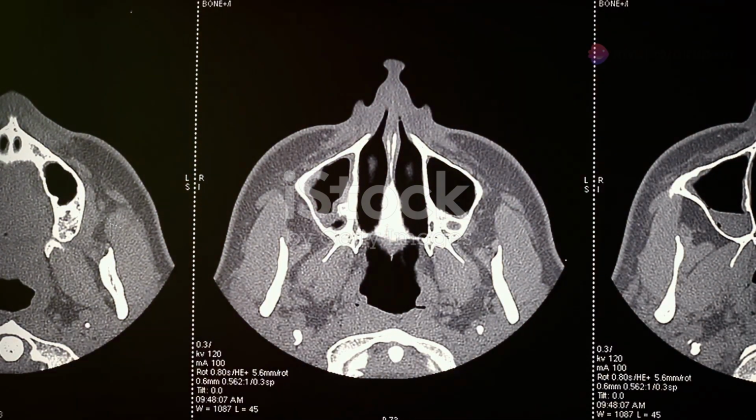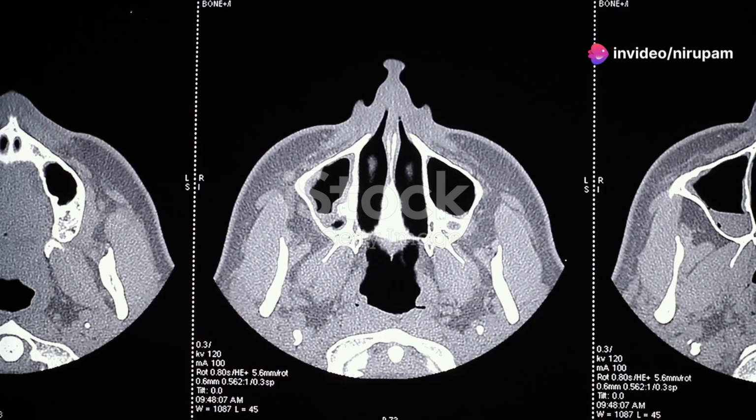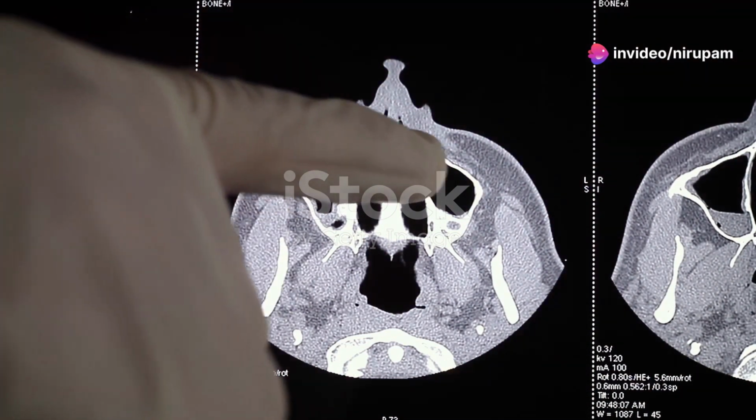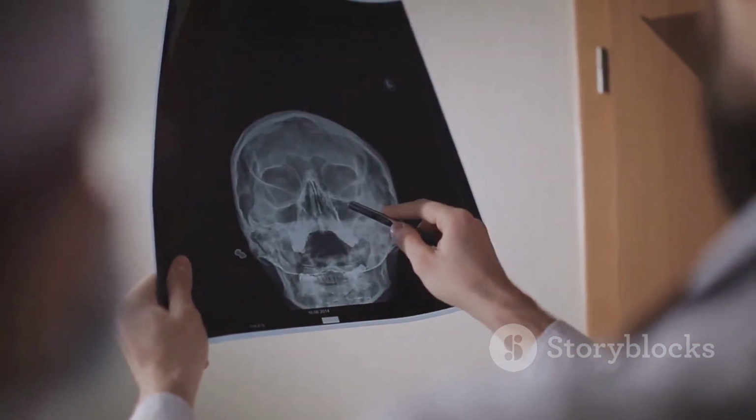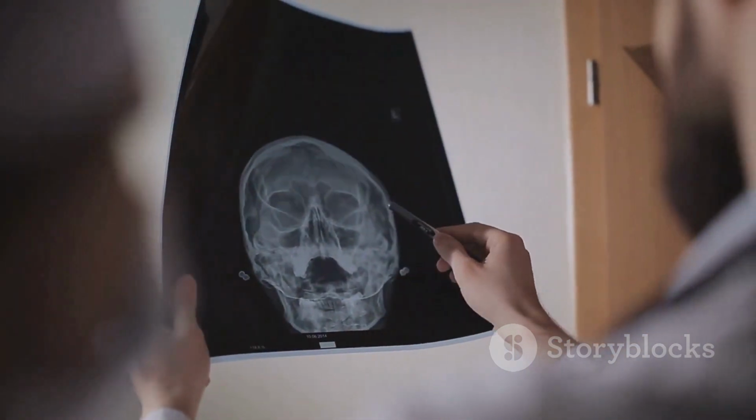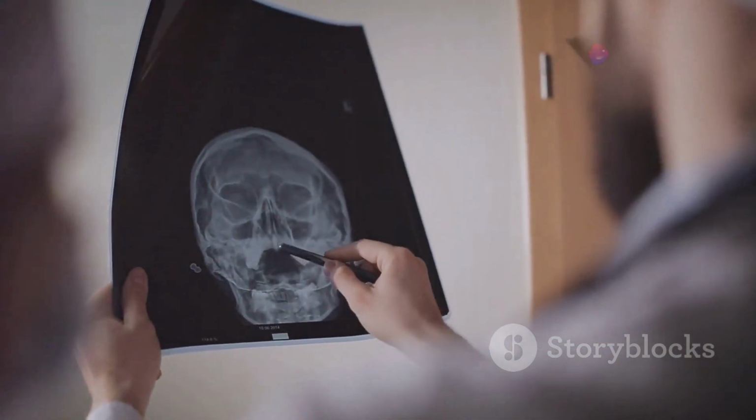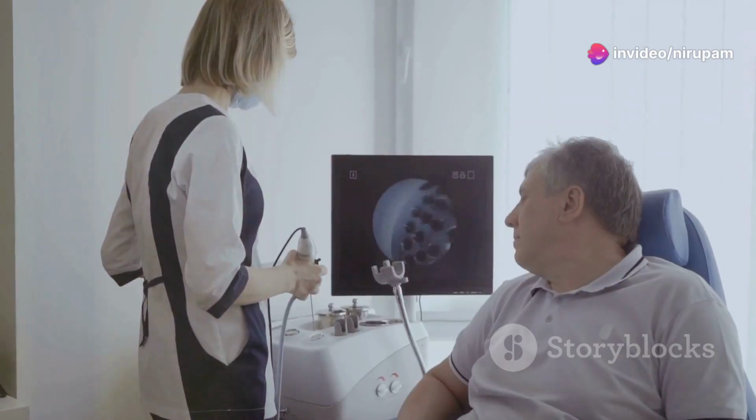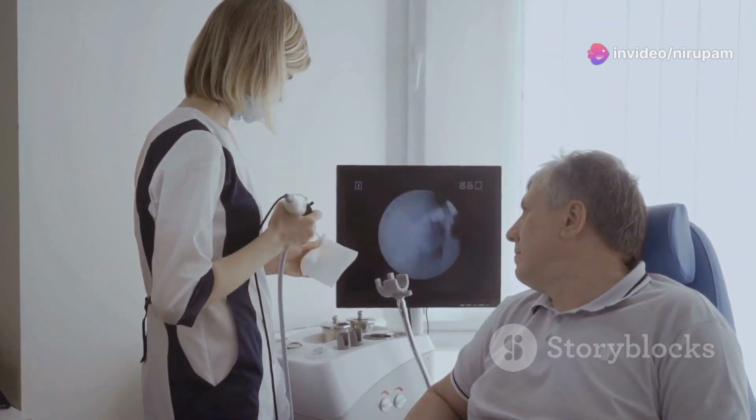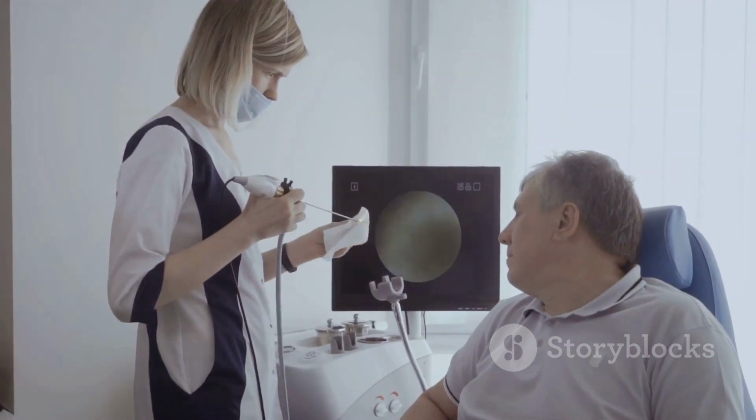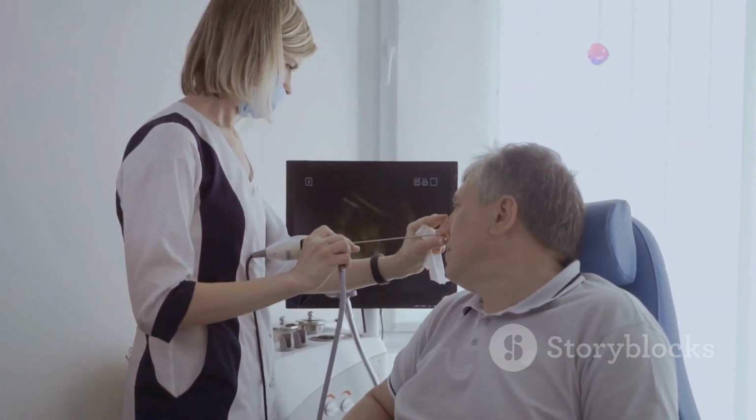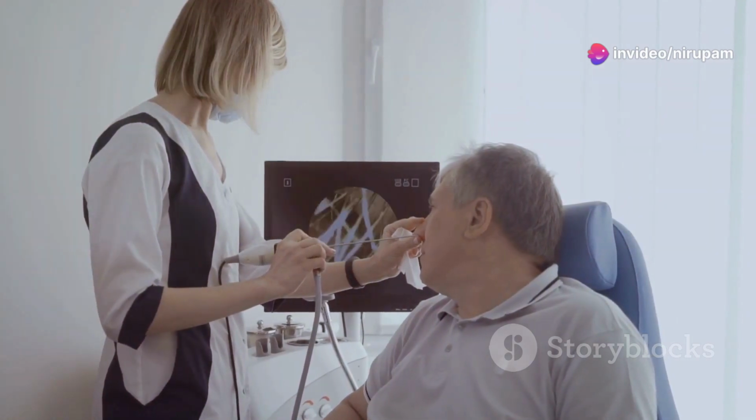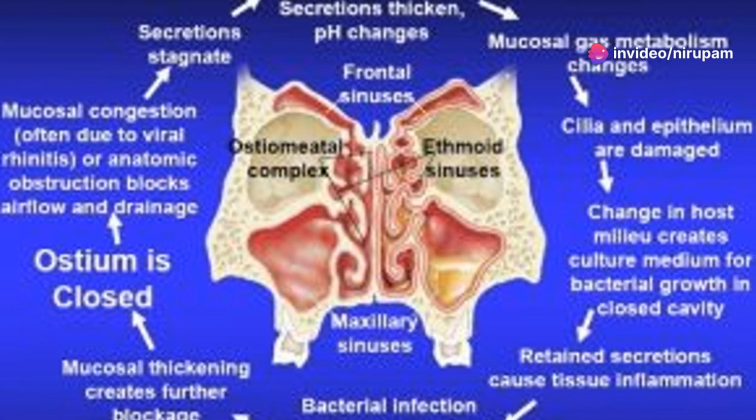Sinusitis is an inflammation or swelling of the tissue lining your sinuses. Sinuses are structures inside your face that are normally filled with air. Bacterial infections, viral infections, and allergies can irritate them, causing them to get blocked and filled with fluid. This can cause pressure and pain in your face, nasal congestion, a stuffy nose, and other symptoms. Sinusitis is also sometimes called rhinosinusitis.